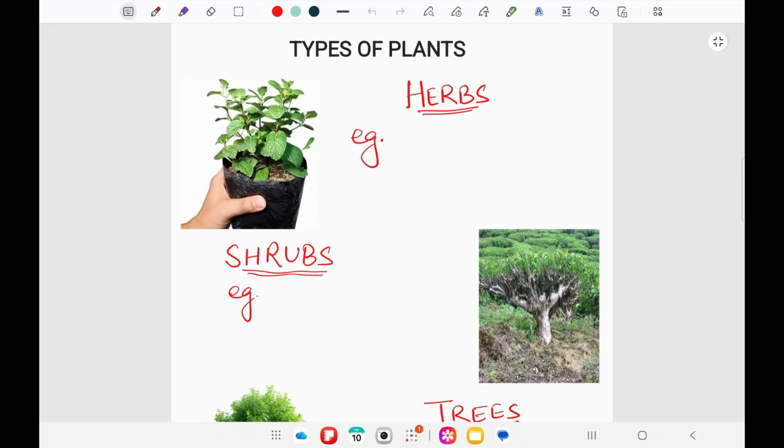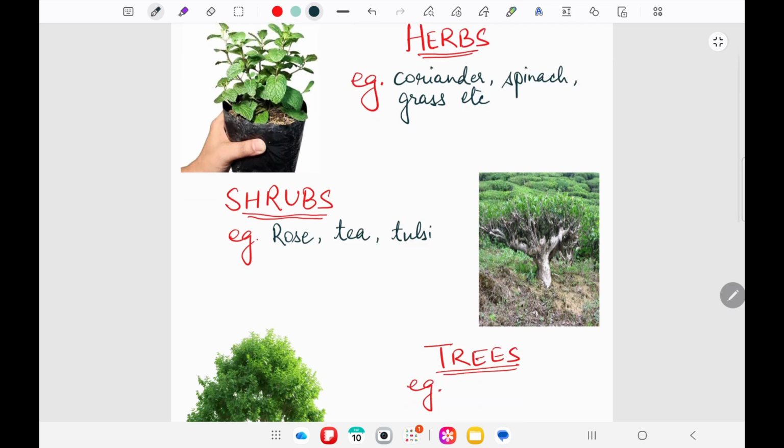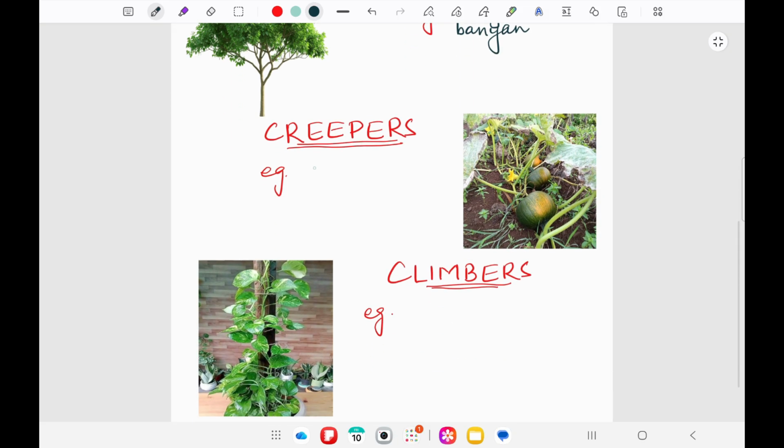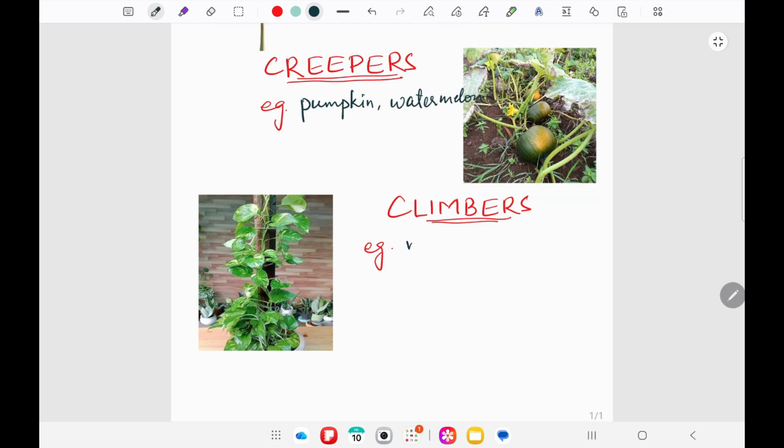Let us quickly write down a few of the examples of different types of plants. The first type is the herbs, and examples of a few of the herbs are coriander, spinach, grass, etc. Examples of the shrubs are rose, tea, China rose, tulsi, cotton, etc. Examples of trees are mango, neem, banyan, etc. The examples of creepers are pumpkin, watermelon, etc. And the examples of climbers are money plant, grapes, beans, etc.